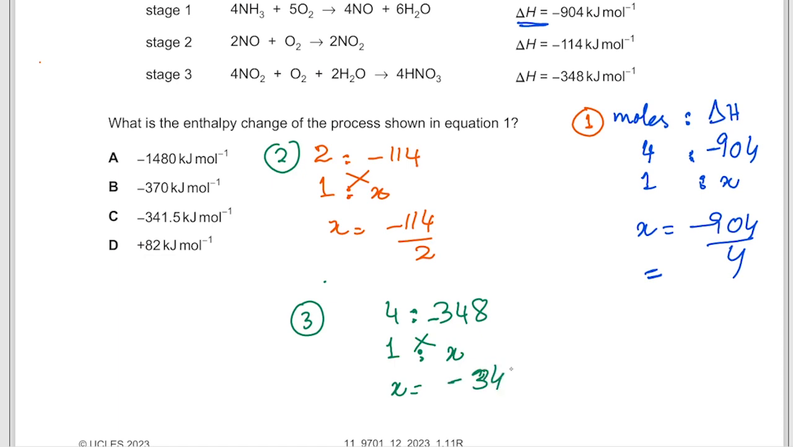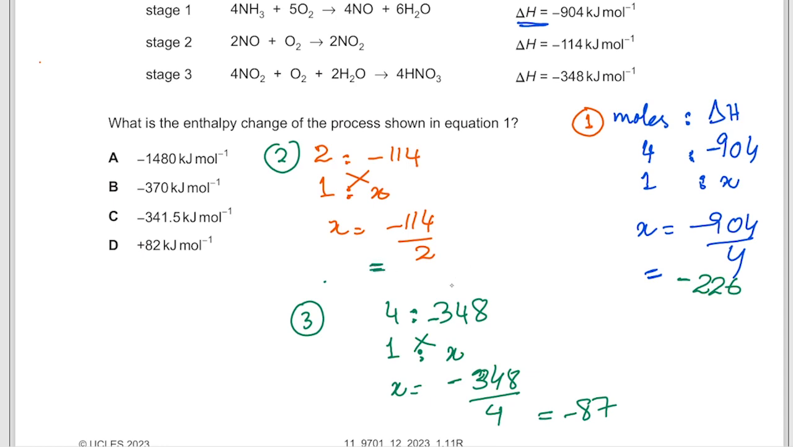One by one answer it. I couldn't take the calculator. Okay. So what is the answer for 904 divided by 4? Minus 226. And minus 87 for the third one. And for the first one the answer is, yes? Minus 226. And what will be the answer with the second one?